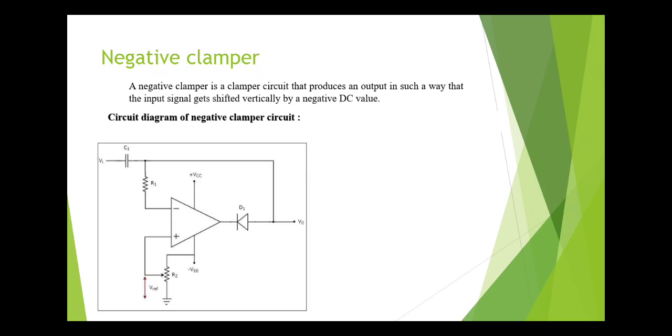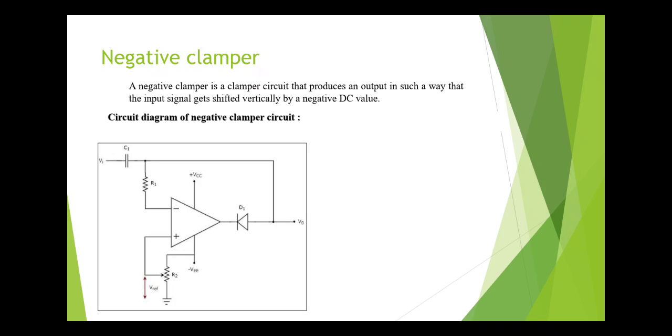The DC reference voltage Vreference is applied to the non-inverting terminal of the operational amplifier. The value of reference voltage Vreference can be chosen by varying the resistor R2. In this case, we will get a reference voltage Vreference of a negative value.